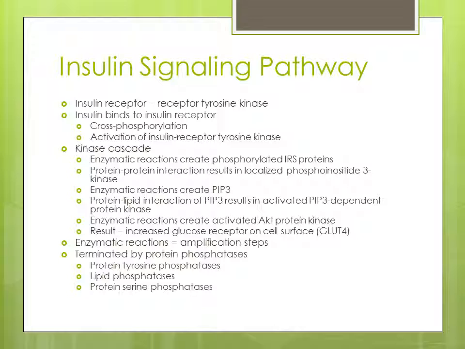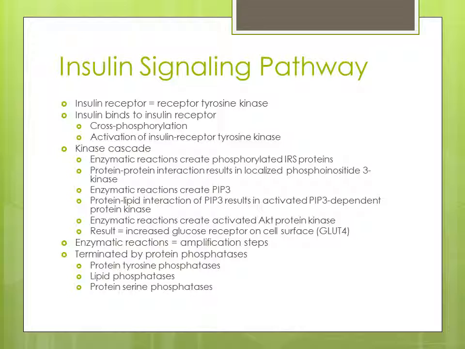Next, after insulin is released, it can enter the insulin signaling pathway. The binding of insulin results in cross-phosphorylation and activation of the insulin receptor, which is a receptor tyrosine kinase. Phosphorylated sites on the receptor act as binding sites for insulin receptor substrates such as IRS1.